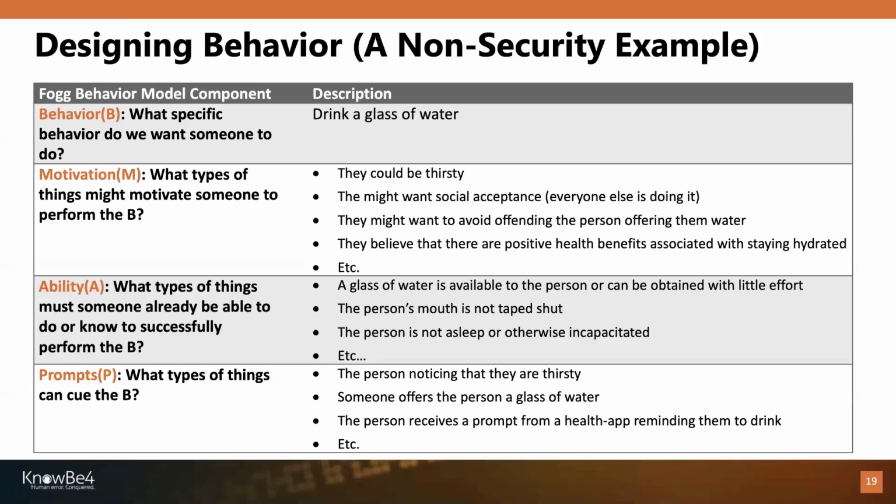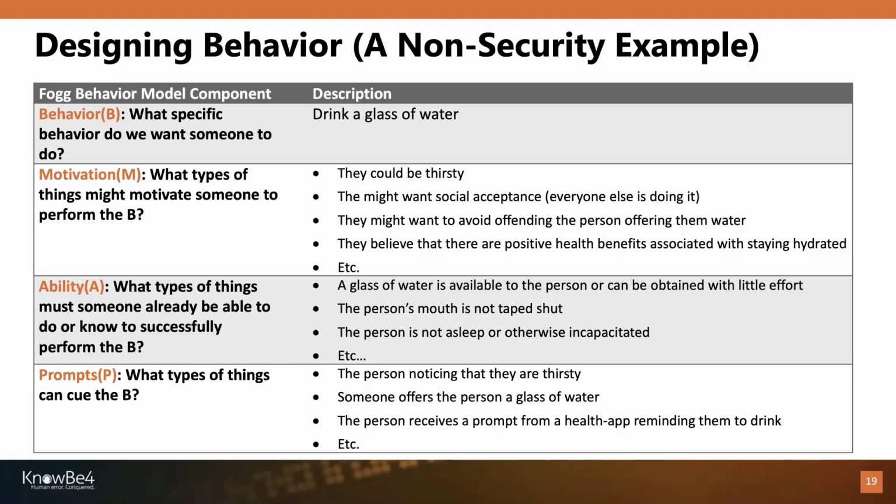So here's the way that you might start to chart this out if you're building a worksheet around building a secure behavior. And actually, this is a non-security example, just a physical example of how would I design for having somebody drink a glass of water. So my behavior is I want somebody to drink a glass of water. Motivation is, well, that person could just be thirsty. So that's an internal motivation.